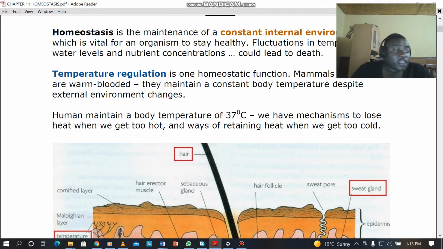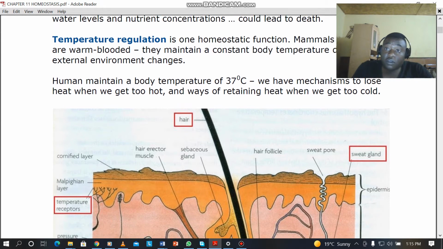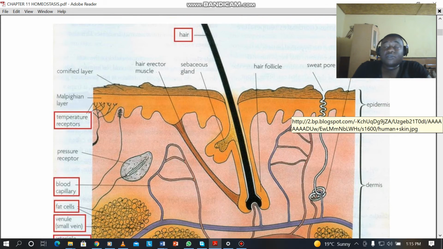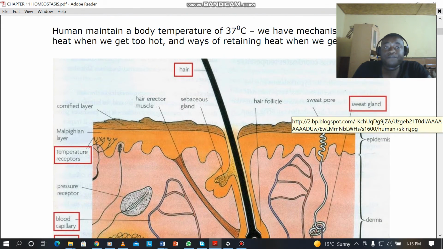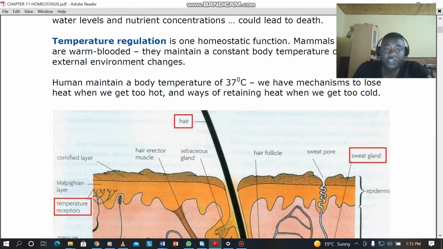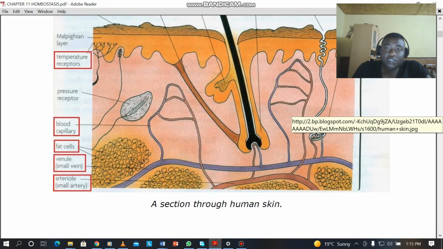We already talked about enzymes. You don't want your enzymes to work in a temperature which is not at optimum. You also don't want your enzymes to work at a temperature which is too high because we know they will be denatured. So your body maintains a constant temperature of 37 degrees. This process of maintaining a constant temperature is called thermoregulation.